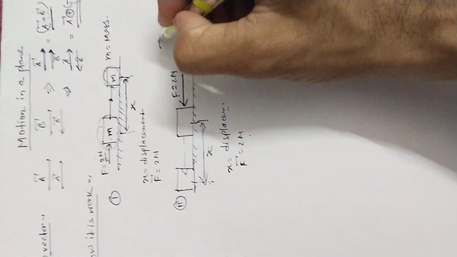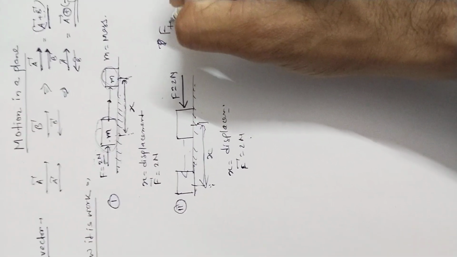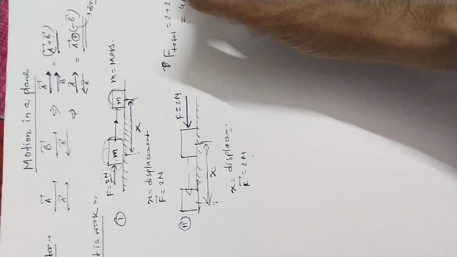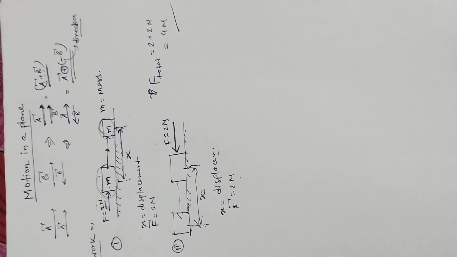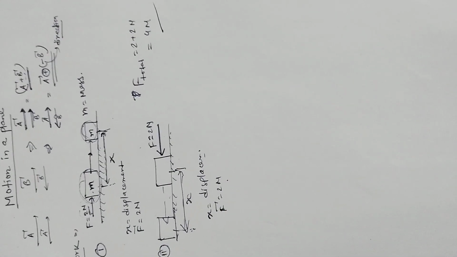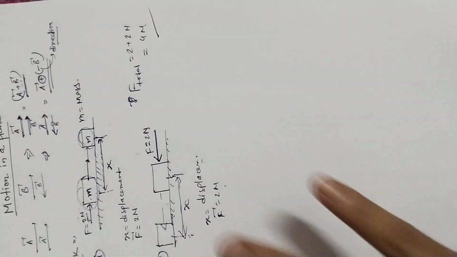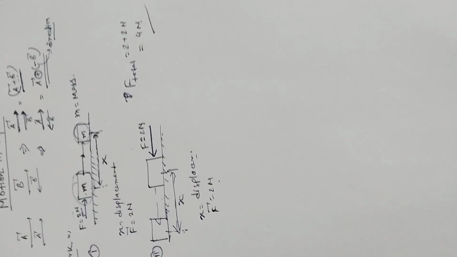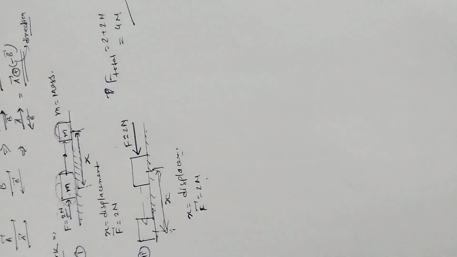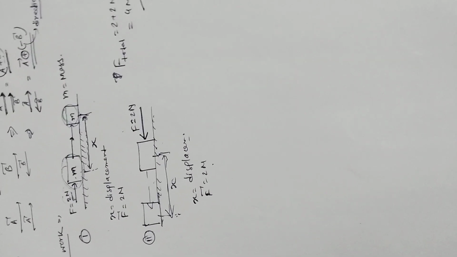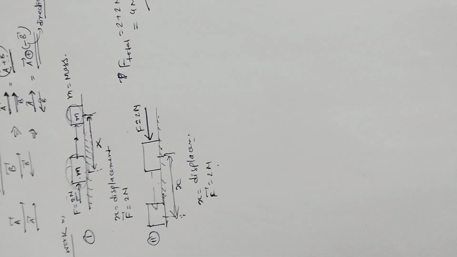So the total force F total equals 2 plus 2 Newton equals 4 Newton. 2 plus 2 equals 4 Newton. So it is the addition of vectors. Okay, sir, I learned about the addition of vectors, but please explain the subtraction of vectors. Same here.